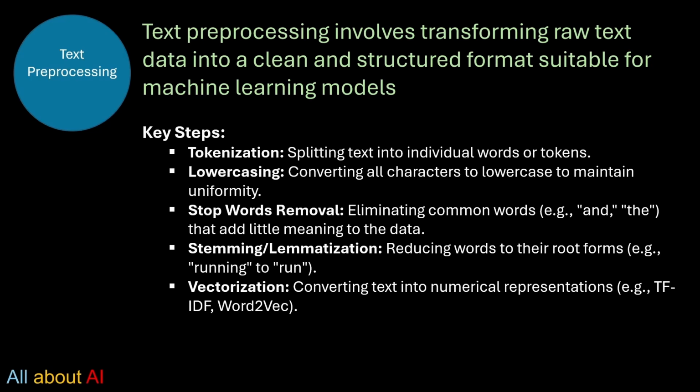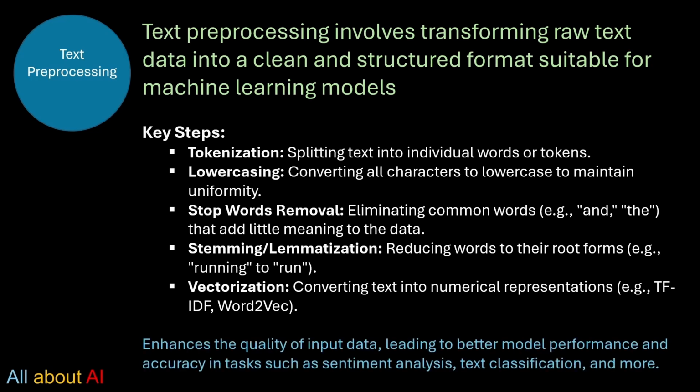Vectorization. Many algorithms require converting text into a numerical representation, like TF-IDF, word to vector, etc. Text preprocessing enhances the quality of data and leads to improvement in model performance. It is very useful in sentiment analysis, text classification, and many more. In fact, all chatbots like ChatGPT and Gemini are using many sophisticated text preprocessing.